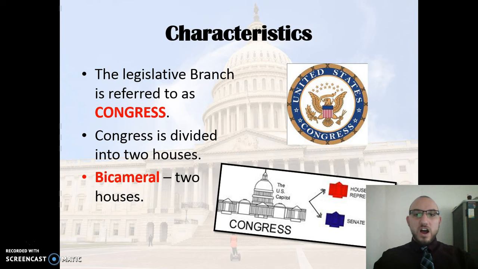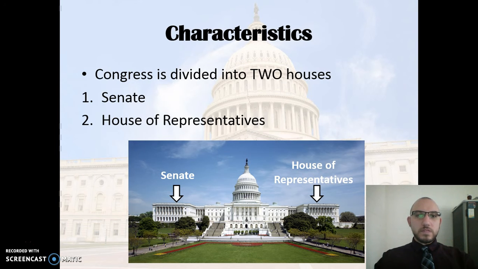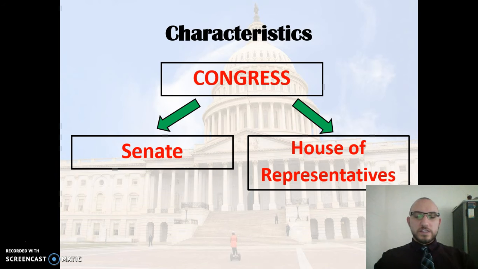The legislative branch is often referred to as Congress, and this has nothing to do with the name, but Congress, or the legislative branch, is divided into two houses, which means it's bicameral. Just like a bicycle has two wheels, a bicameral legislature has two houses because of that prefix bi, meaning two. Those two houses are the Senate and the House of Representatives. This picture is in your notes, showing you kind of how they're split up.